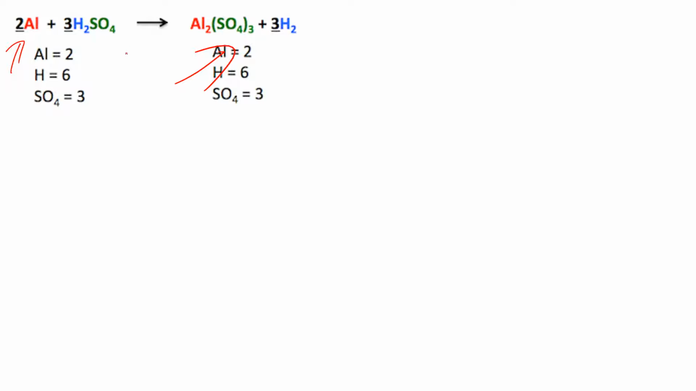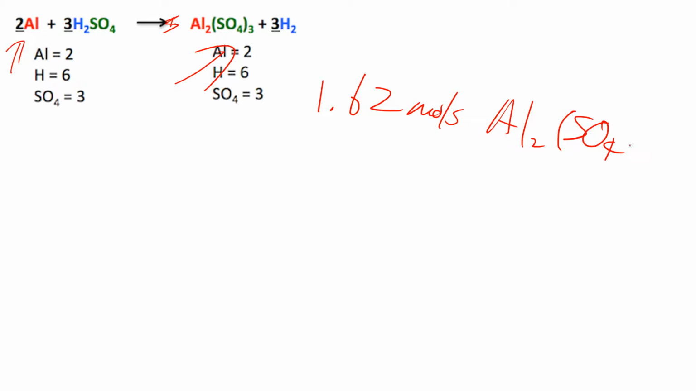So one final question. Let's say we had 1.62 moles of aluminum sulfate. We want to figure out how much hydrogen gas was produced, because remember, for every 3 molecules of sulfuric acid and 2 molecules of aluminum, we produce not only 1 molecule of aluminum sulfate, but also 3 molecules of hydrogen gas. That's the conservation of mass. If we didn't, then we would have hydrogen mass being lost, and that's impossible.